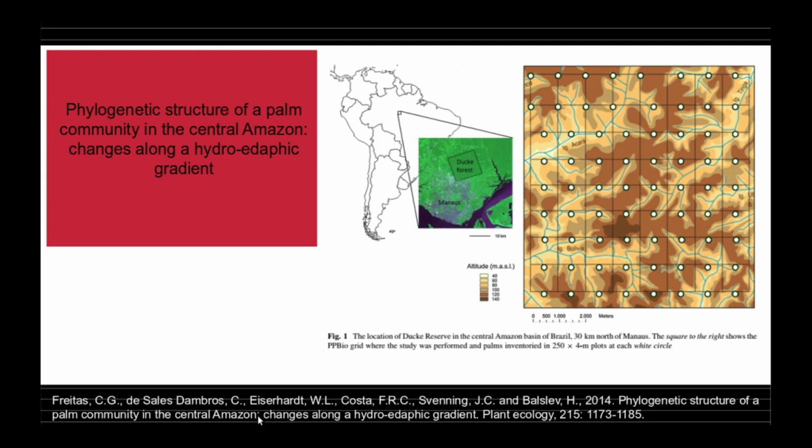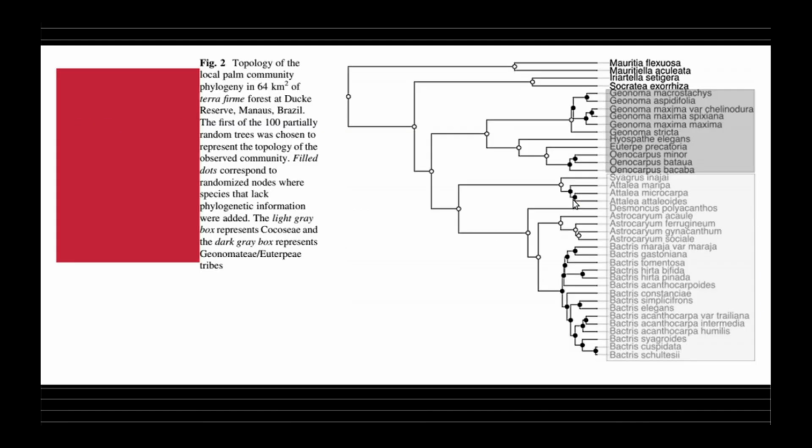So here we can see again the Pepe grid, but now instead of 30 plots, I gathered data on the other 42 plots. So in this particular study, I used 72 plots, sampling palms in these plots. For that specific study, I needed to produce this phylogeny of the local palm community.